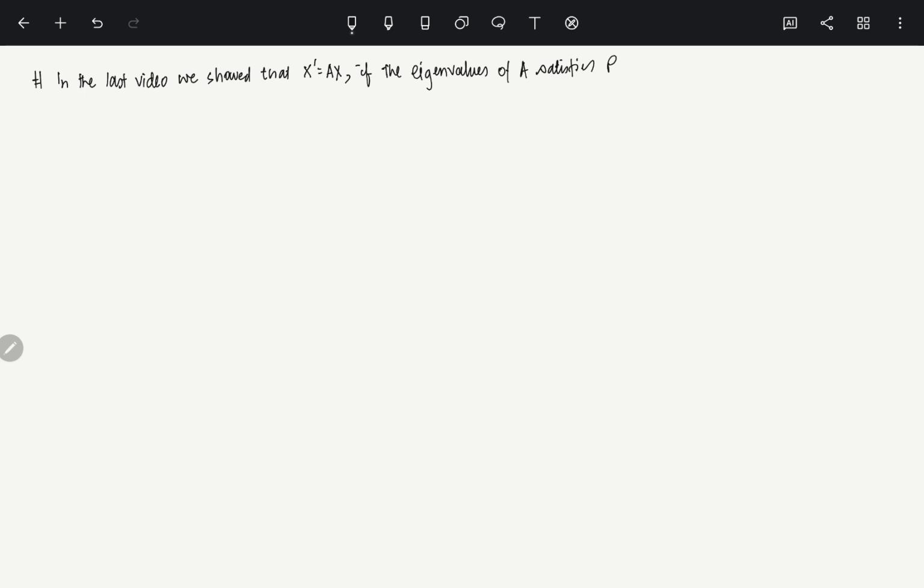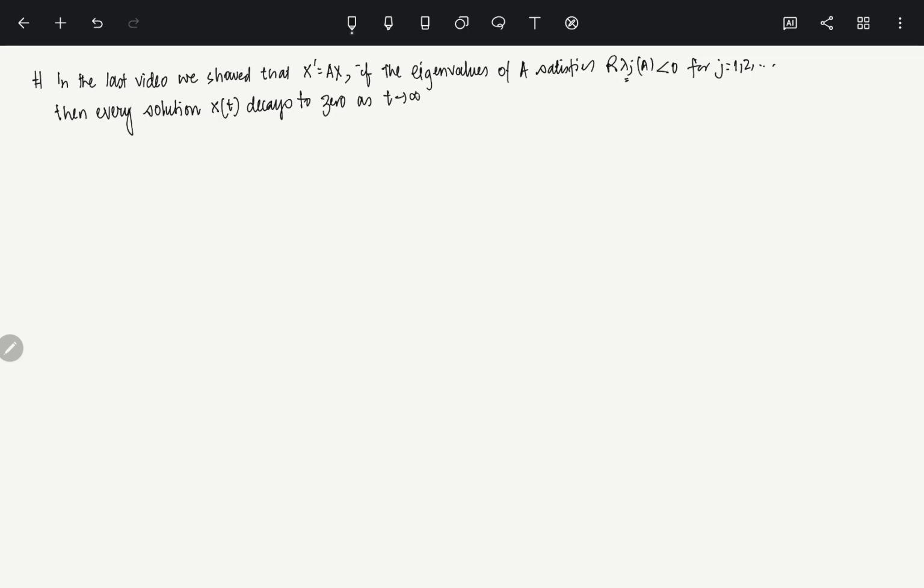the real part of lambda j. So basically lambda j of A are the eigenvalues of A. If we look at all the eigenvalues and look at the real part, let's say that is strictly negative for j equals 1, 2, then every solution x of t decays to 0 as t tends to infinity.